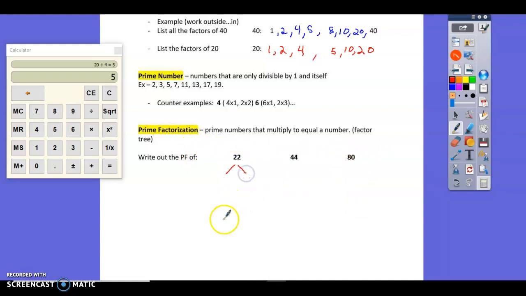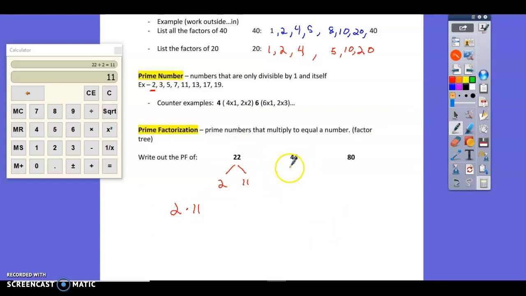So what I do is I try to find numbers that multiply to equal this number. Now, when I'm using an even number, for sure I know that 2, which is my only even prime number, can go into an even number. So what I like to do is always start with 2 until I get an odd number that I'm dealing with. So in this case, I'll do 22 divided by 2, and that gives me 11. So 2 times 11 equals 22. Now in this case, 11 is a prime number, and so is 2. So my prime factorization of 22 is 2 times 11. Those are the prime numbers that multiply to equal that number.